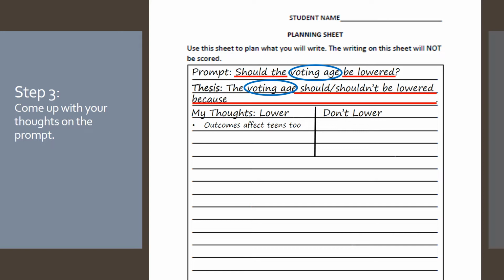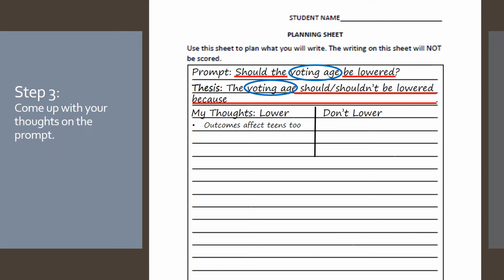A lot of these things, I know teens are in favor of medical marijuana, so that vote that went through affected teens as well, even though they were not able to actually vote in that election. So because the outcomes affect teens too, maybe that's a reason why we should lower the voting age.